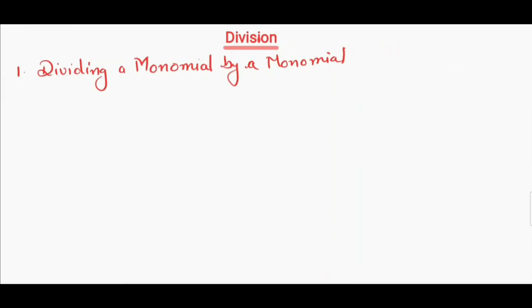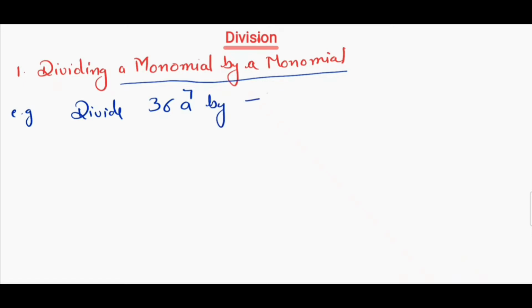In this video we'll learn about the division of algebraic expressions. So let's get started. First we will divide a monomial by a monomial. Let's take one example here. For example, divide 36a raised to power 7 by negative 12a raised to power 2.